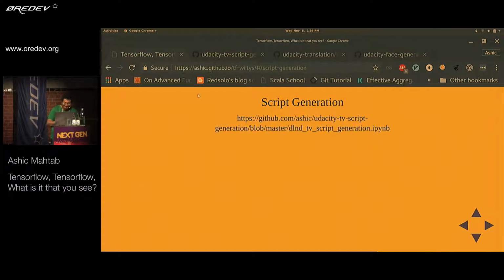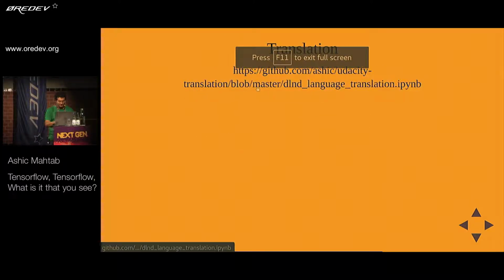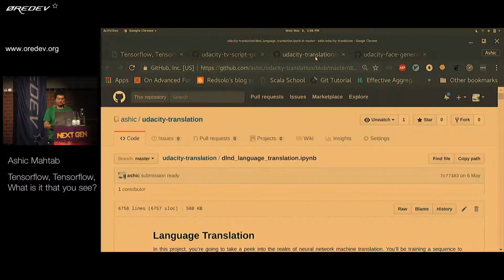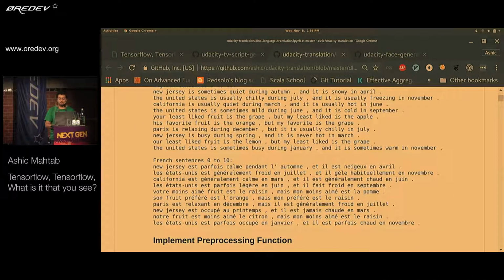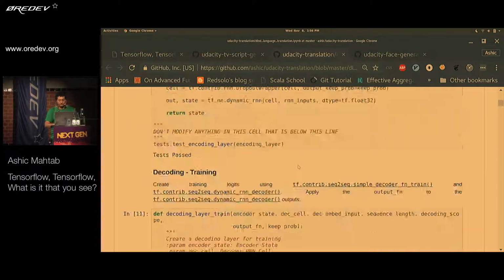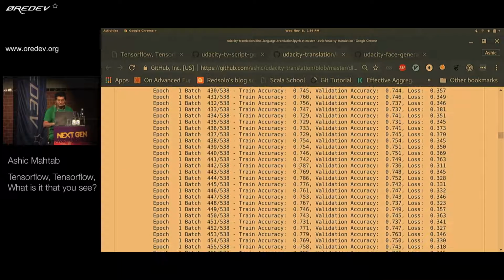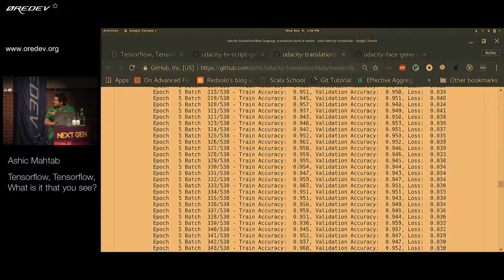So, yeah. Another thing is translation. This is a model that's been given some English text and the corresponding French translations. And this is actually real code. I've got the links in the slides. But effectively, running that code and training the model, you can see losses reducing as we go down, down, down, down, down.